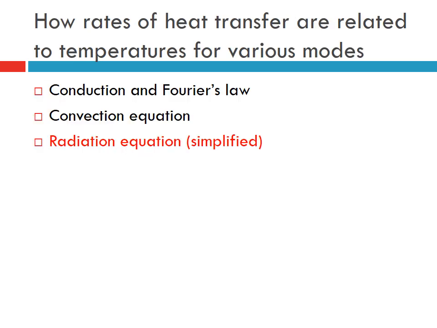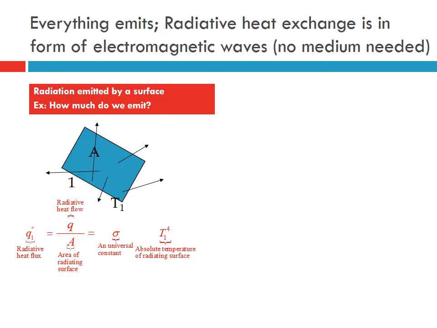Okay, finally we move on to radiation, and again we have a whole chapter on radiation. So what we will do here is a very simplified version of the radiation equation. We talked about conduction, that is by contact. Energy is transferred by contact. Then convection was a flow, bulk movement on top of the contact.